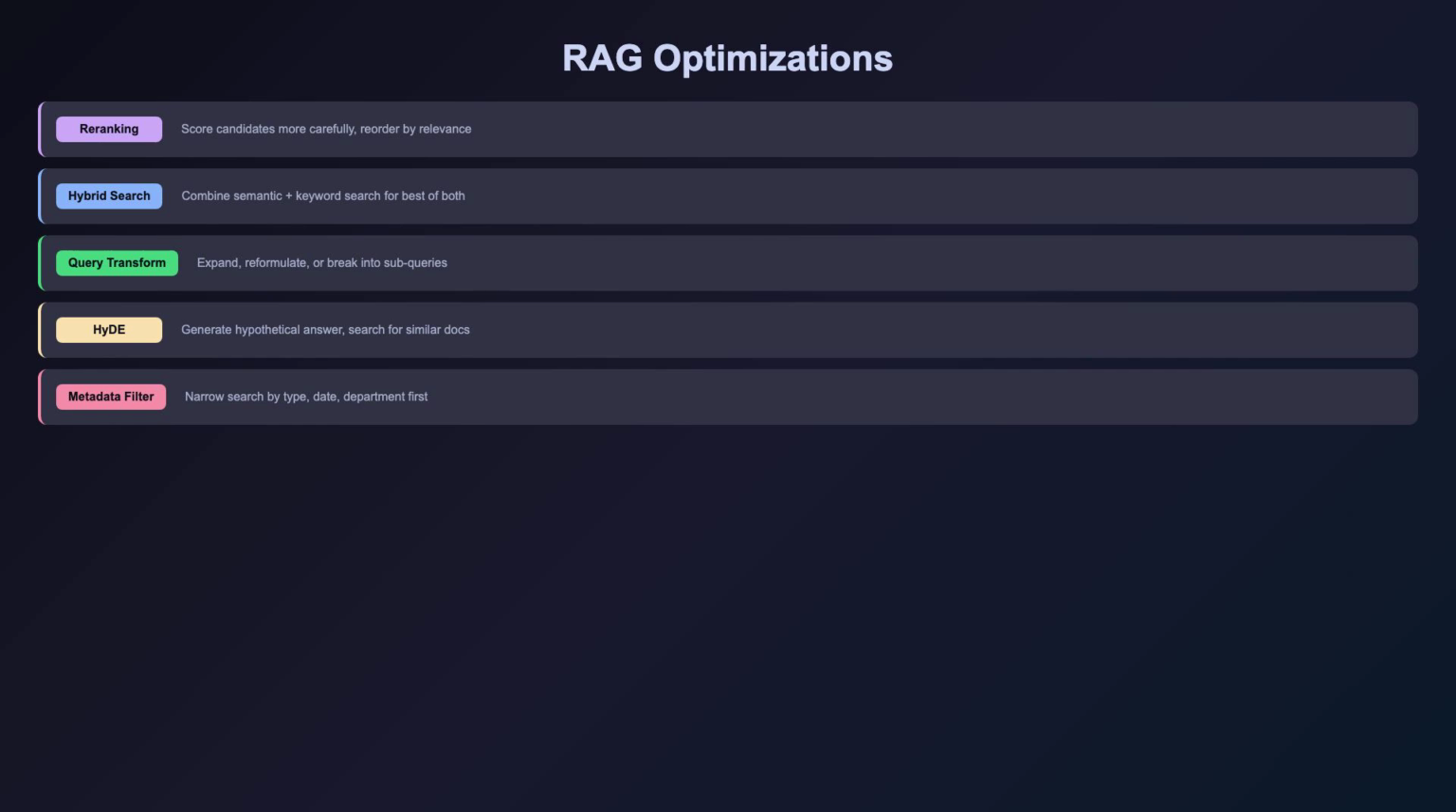Metadata filtering narrows search to relevant subsets before semantic matching. Filter by document type, recency, department, or user access level. These optimizations can dramatically improve RAG quality but add complexity. Start with basic RAG, measure performance, and add optimizations where they help most.